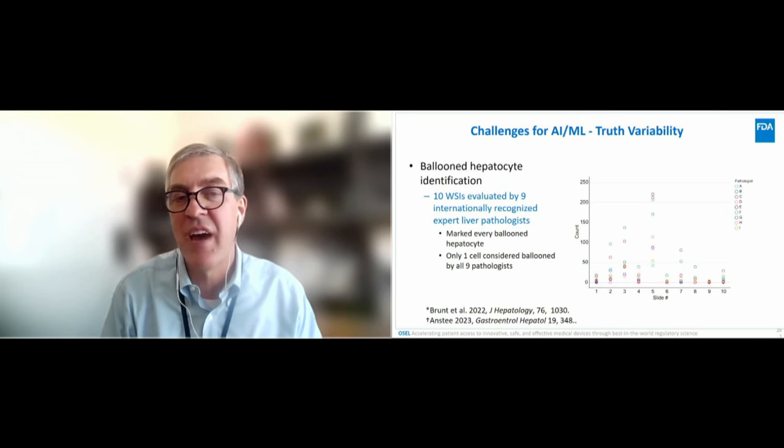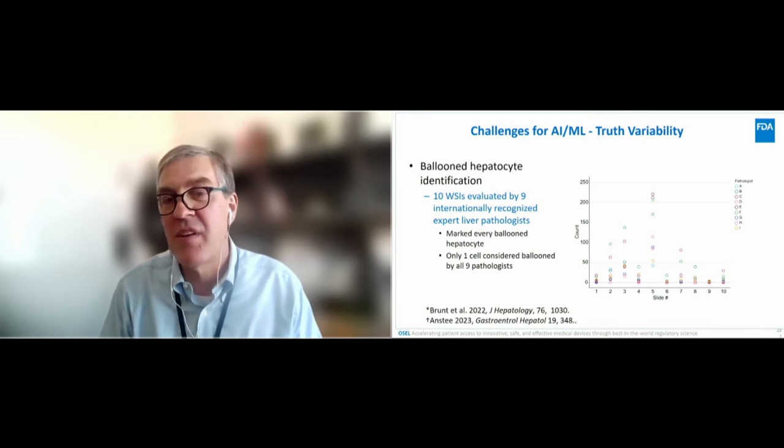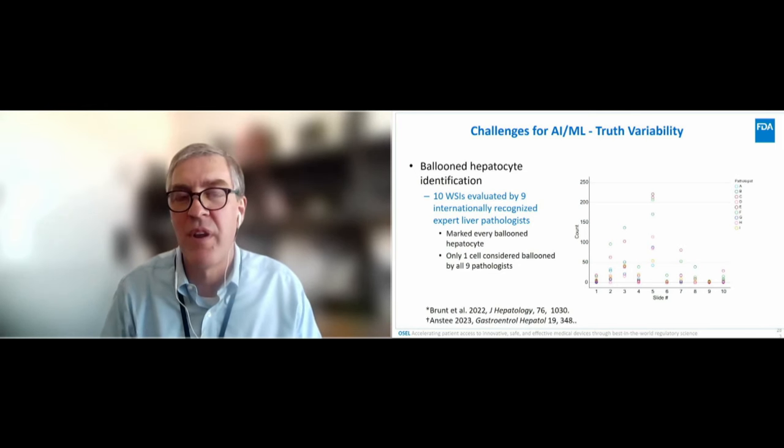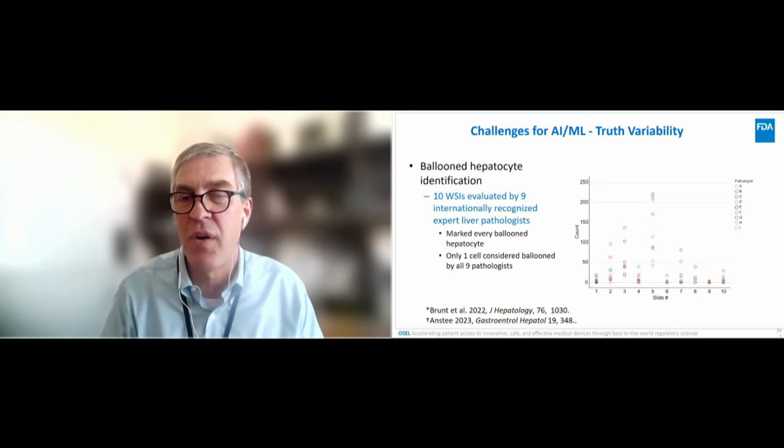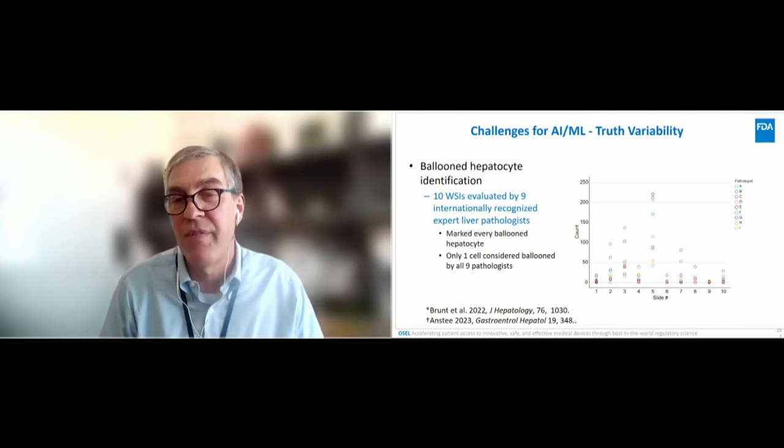You can see for slide one, there's fairly good agreement among those pathologists about the number of ballooning hepatocytes. But for another slide, you see a large variability, ranging from less than 50 to more than 200. And we see a relatively modest variation across all of these sites. So if you're trying to count the number of ballooning hepatocytes, there's a lot of reader variability.